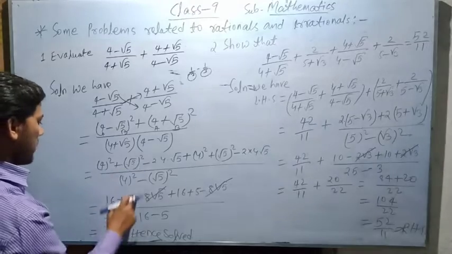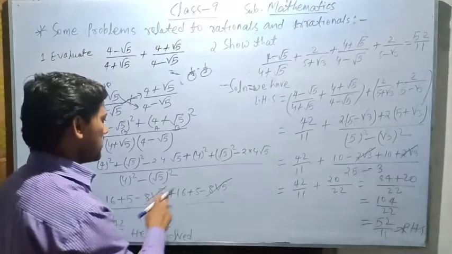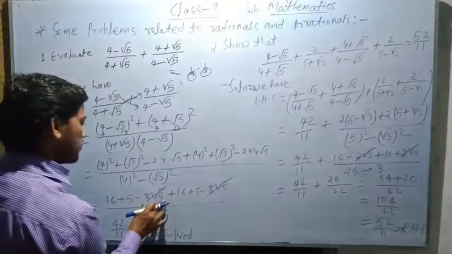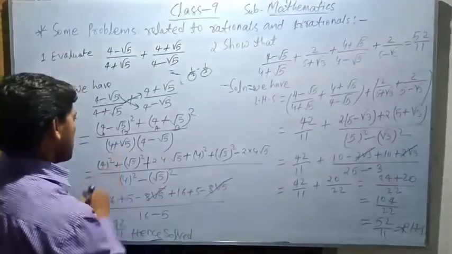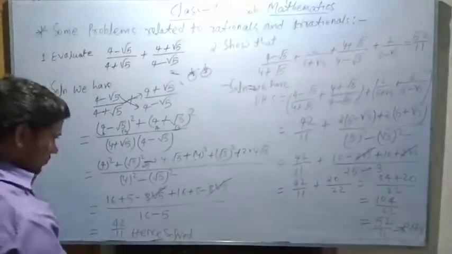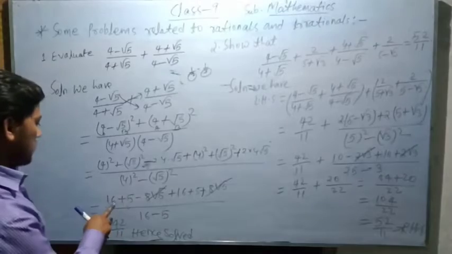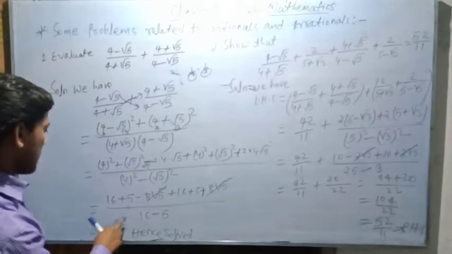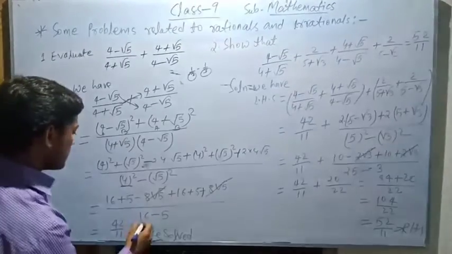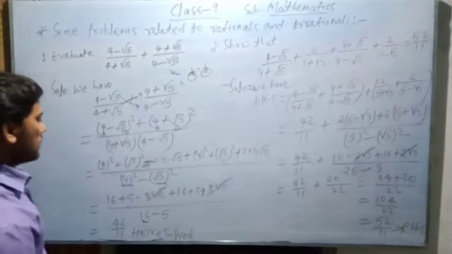4 square is 16, root 5 square is 5, 2 into 4 is 8, 8 into root 5. So we get 16 plus 5 minus 8 root 5 plus 16 plus 5 plus 8 root 5. There will be plus and there will be minus, so plus 8 root 5 and minus 8 root 5 will be cancelled. We get 16 plus 5 and 16 plus 5, that is 42, upon 16 minus 5, that is 11. So the answer is 42 upon 11. Hence proved, hence solved.